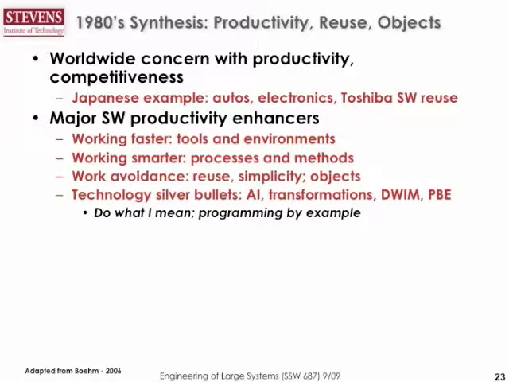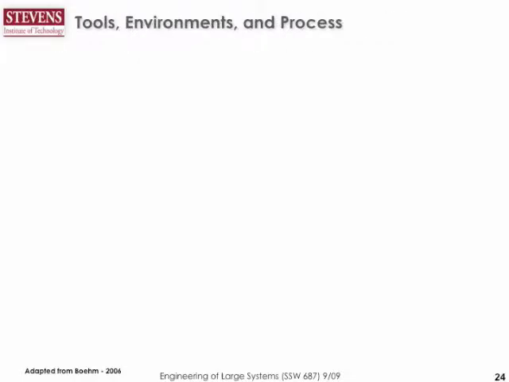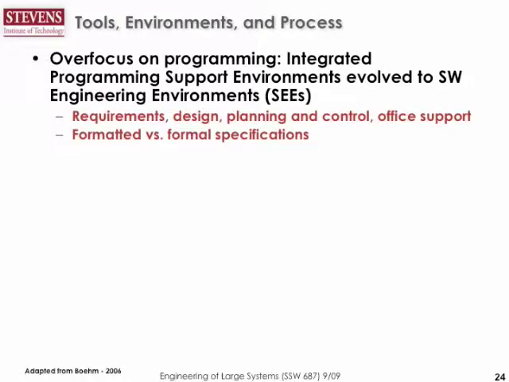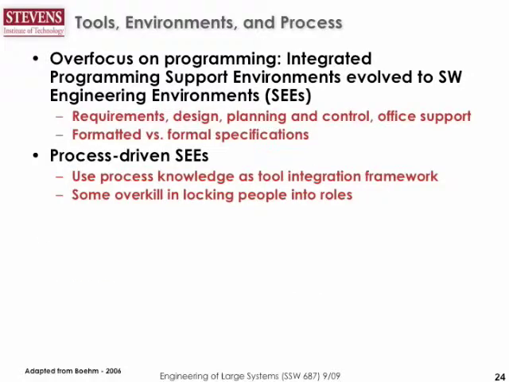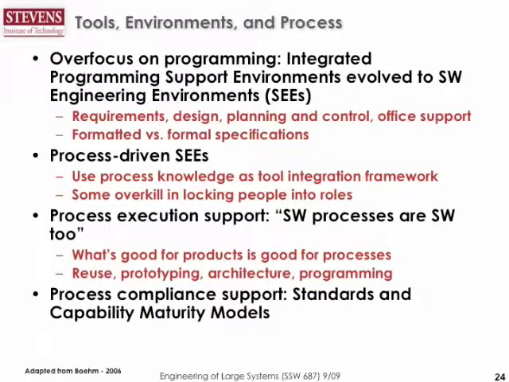Everyone was looking for more reproducibility, more productivity. We began to get tool support, process-driven software engineering environments. Software processes were executable because software processes were software too. And there became a major emphasis on process compliance, with capability maturity models leading the charge.